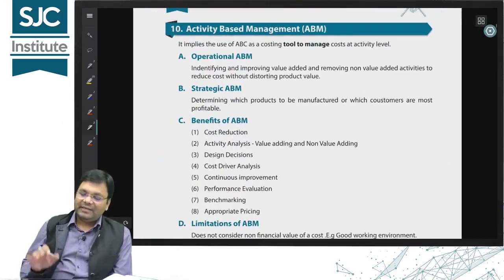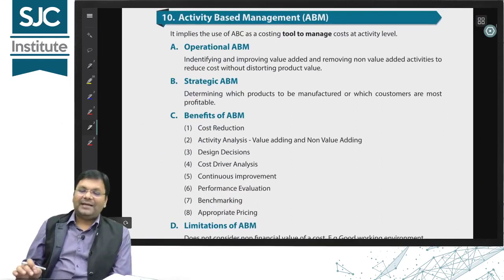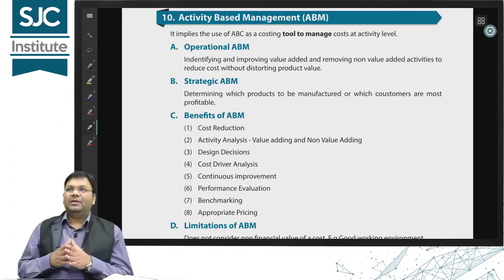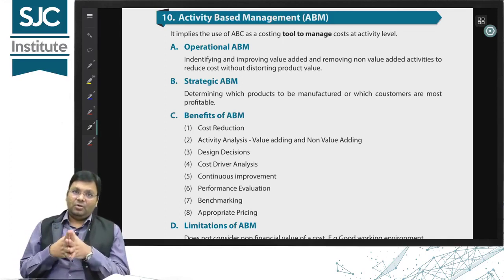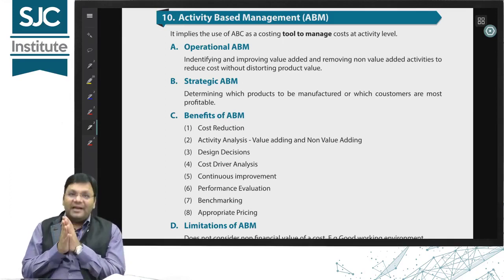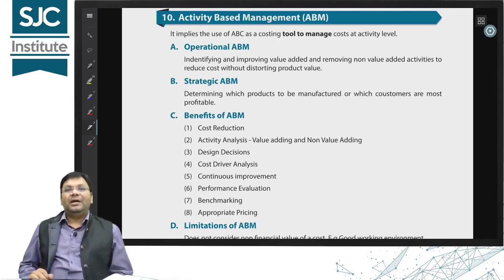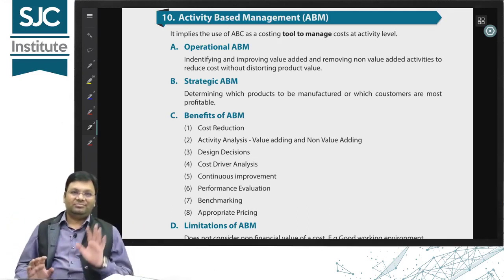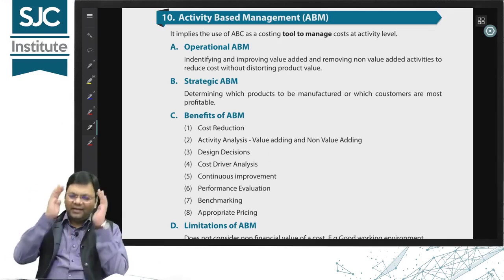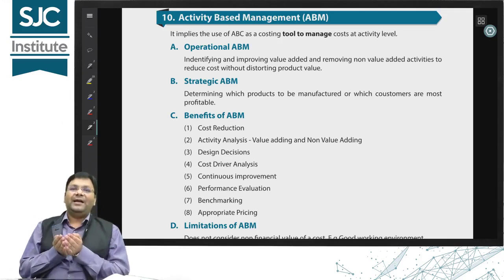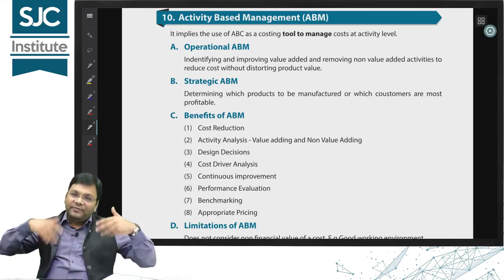Next I am coming to the next point, activity based management. Activity based management is basically a scientific way of thinking over the information derived from activity based costing in a manner that can help an organization to perform better in future. What is activity based management? It is a scientific way of thinking, by using the information provided by activity based costing, in order to have a better future of the company.